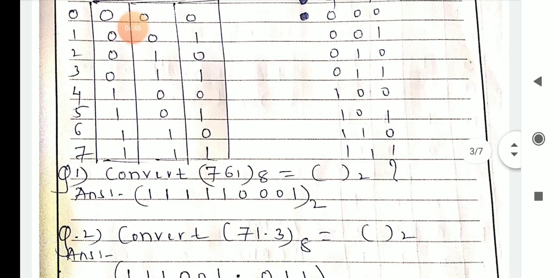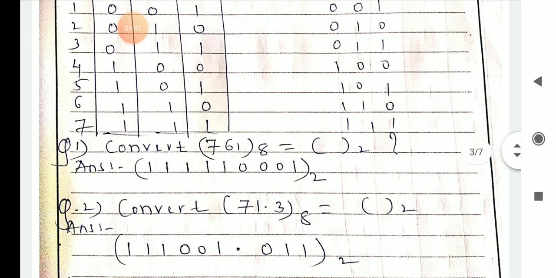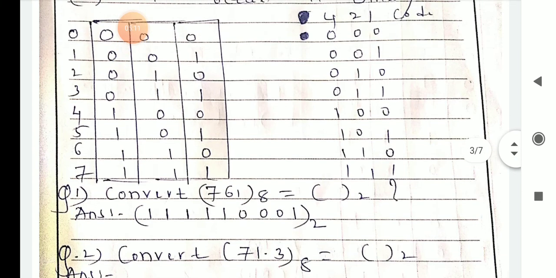So let us take some problems. Question number 1: convert 761 to the base 8 into binary, that is base 2. First you write the binary of 7. Look at the table: 7 is 111, so you write 111.